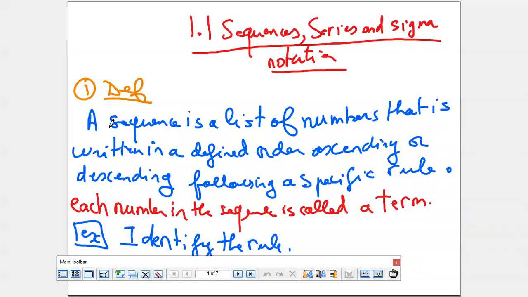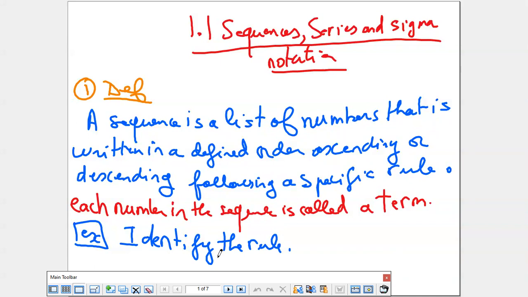So we start lesson 1.1. It's about sequences, series, and sigma notation. It's not a very hard lesson. You just need to know the rules, know the notations, and sure you will get it easier when we do more application in the class.